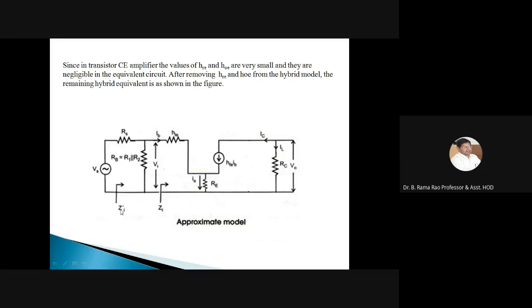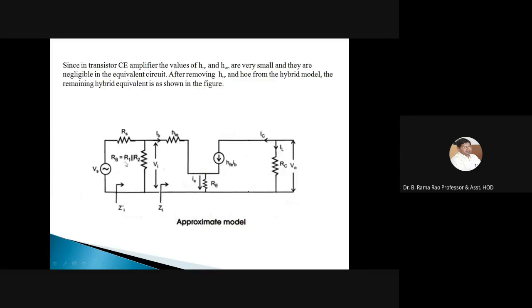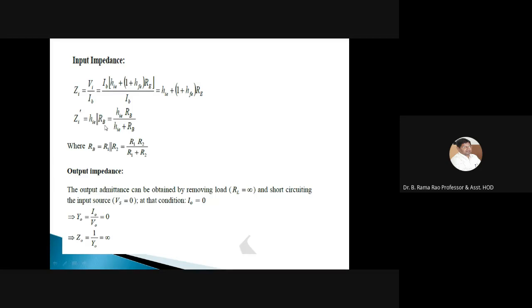Then we are going to find ZI dash, the input impedance with source. This is the input impedance of your amplifier circuit. In the transistor hybrid model, we have to include the source voltage and source resistance, and this is denoted by ZI dash. Now we get ZI dash equal to HI parallel with RB, where RB is equal to R1 parallel with R2. So this is ZI dash.